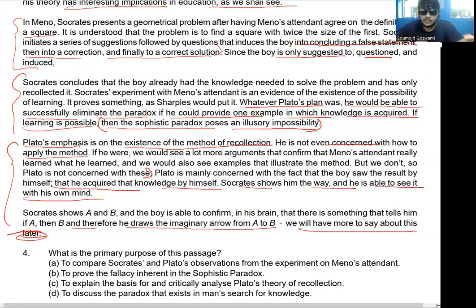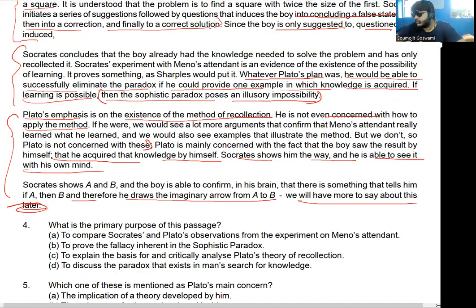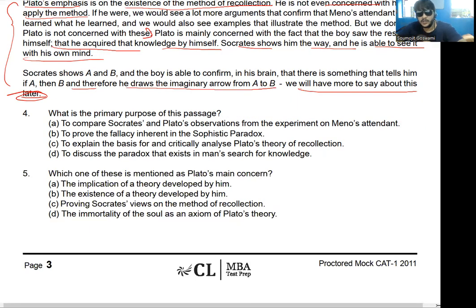All right. So this is a pretty densely packed article, and there are a few questions. Now let's see if we can answer the questions purely based on the comprehension that we have been able to garner. The first one says, what is the primary purpose of this passage? A: To compare Socrates and Plato's observation from the experiment on Meno's attendant, I'll keep it for the time being, to prove the fallacy inherent in the sophistic paradox.